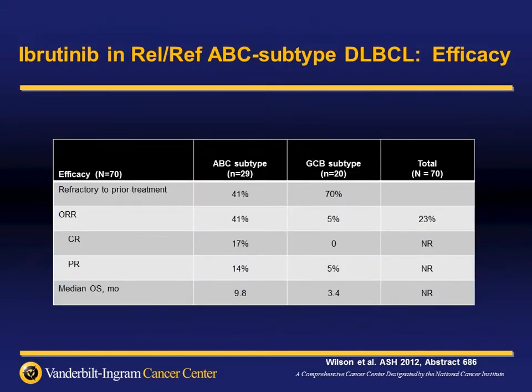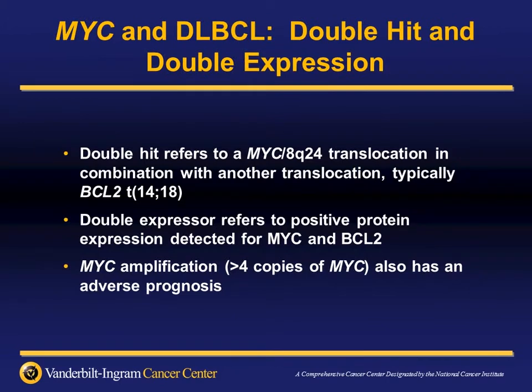Ibrutinib similarly is efficacious in the activated B-cell type. So these are patients very refractory. The overall response rate for activated B-cell was 41% versus 5%, and they had CR rates, and the median overall survival was 9.8 months for ABC subtype versus 3.4 for germinal center subtype. So those agents are going to be added to diffuse large B-cell lymphoma.